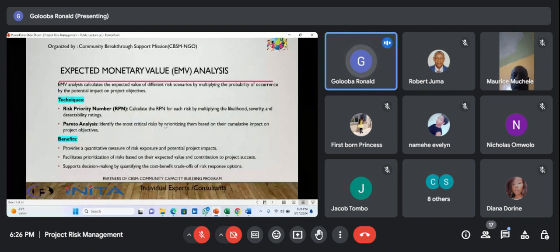So we have also the Pareto analysis. This we've talked about, where you identify the most critical risks by prioritizing them based on their cumulative impact on the project objectives. And we did look at the Pareto graphs and how they work. But here you are looking at the impact on the monetary value of the project. Some of the benefits here is it provides a quantitative measure of risk exposure and potential project impacts. It also facilitates a prioritization of risks based on their expected value, and contributes to project success. It also supports decision making by quantifying the cost benefit trade offs of risk response options.